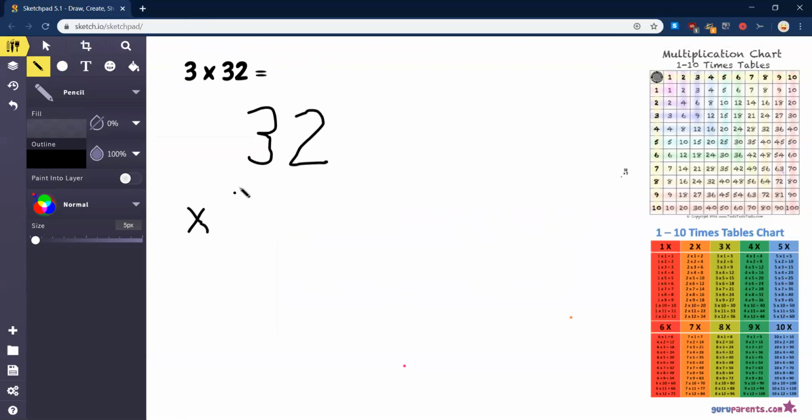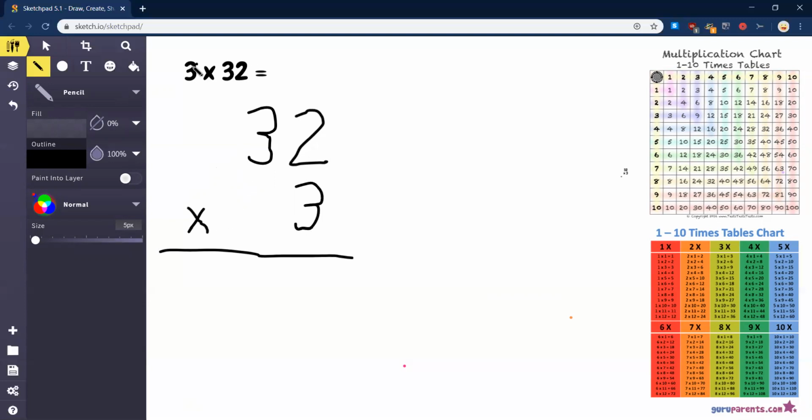times 3. Oh, made a mistake. I can't put my 3 there because that 3 needs to be in the ones column. So it needs to be below the 2 in the 32. So I'm going to put 3 right there, and I can rule it off to make sure it looks like equals.